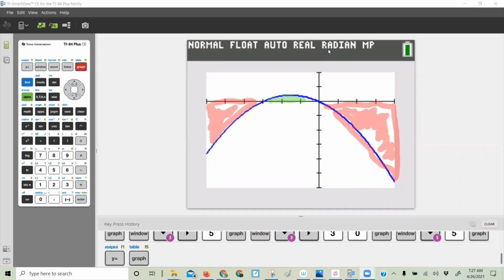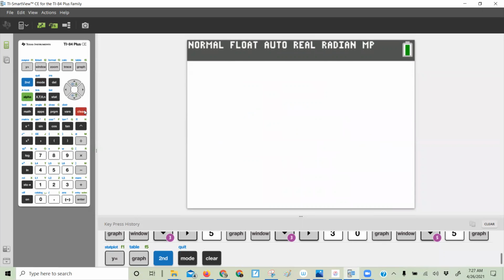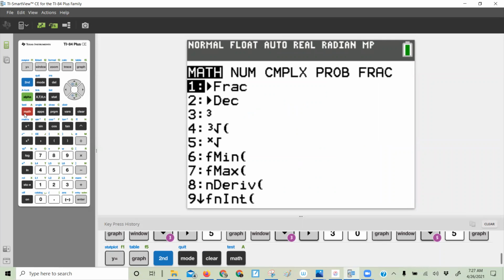So let me clear this off. Let's come back and I'll show you how to do it incorrectly, then I'll show you how to do it correctly. Okay, so I'm going to quit this screen. The way you get the calculator to evaluate an integral, fnInt, is number 9 in the math menu. If you have the Inspire, I don't know how those work, I've never used one. This works for the 83 and the 84. The 83 looks different, but it's the same math, same setup.